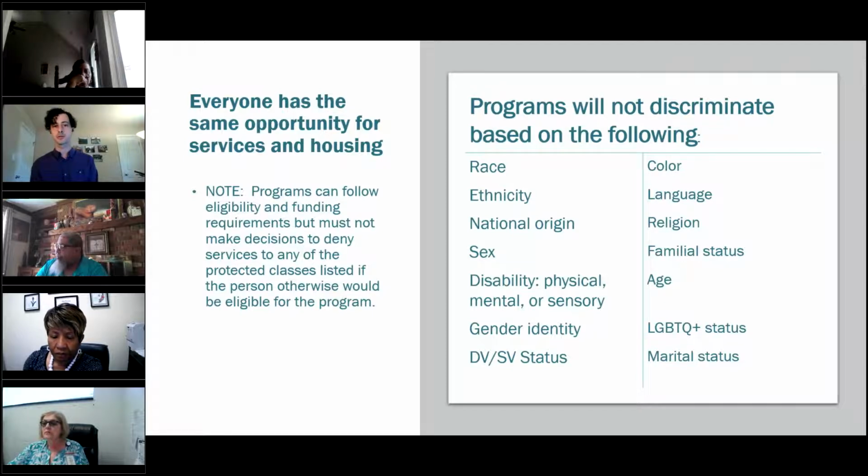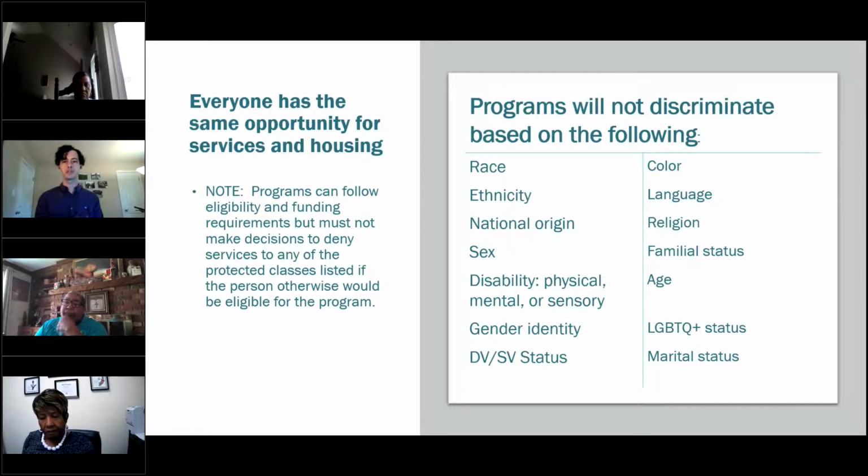So you cannot discriminate based on race, ethnicity, national origin, sex, disability, either physical, mental, or sensory, gender identity, domestic violence or sexual violence status, color, language, religion, familial status, age, LGBTQ+ status, or marital status. In practice, this means that only eligibility and funding requirements allow programs to turn people away who are presenting for services. So for example, a shelter or housing program that has single unaccompanied men as an eligibility requirement for their programs can deny services to a family unit or to women.